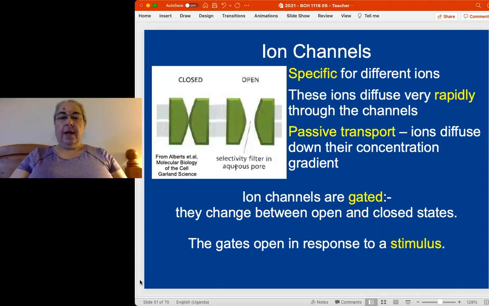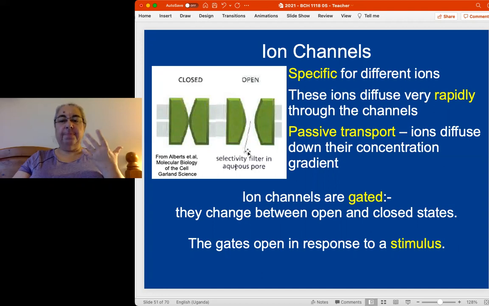So another sort of channel we find through the cell membrane is an ion channel. These are channels which are similar to the porin channels we've seen already, but these are able to open or close. Again, we've got an aqueous pore in the center and a channel that allows passage from one side to the other.